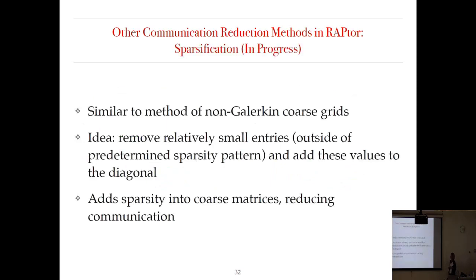Finally, there's also sparsification. That's the other method I talked about, non-Galerkin and sparse Galerkin. We worked on a method similar to non-Galerkin coarse grids. The idea is that you remove relatively small entries that are outside of some predetermined sparsity pattern, add these values to the diagonal, and remove them from their original spots. So you end up adding sparsity back into the matrix. Again, this affects convergence rate, but it can greatly decrease the amount of communication.